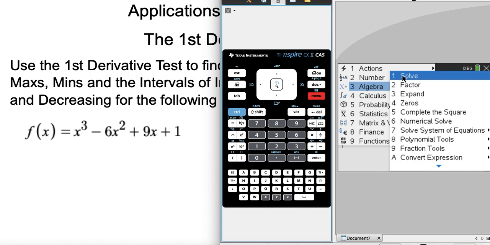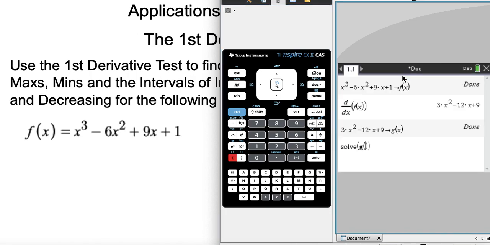I'm going to say algebra solve. Now, since I have the derivative stored as g of x, I'm going to put that equal to 0, and then I'm going to say comma x. Okay, so now I got two solutions. I got x equals 1 or x equals 3.